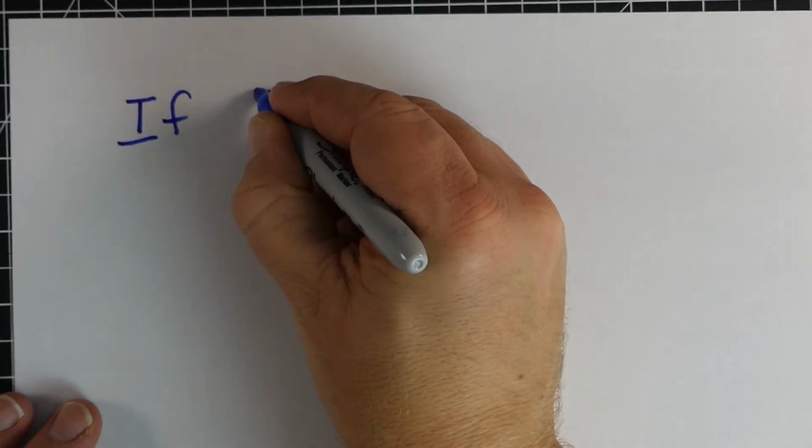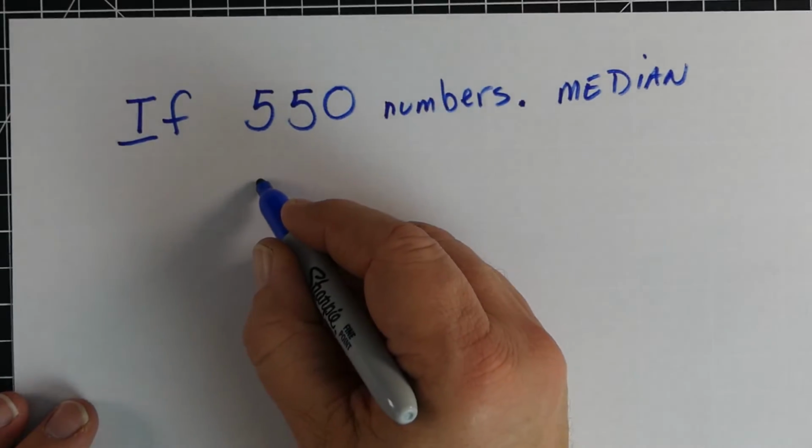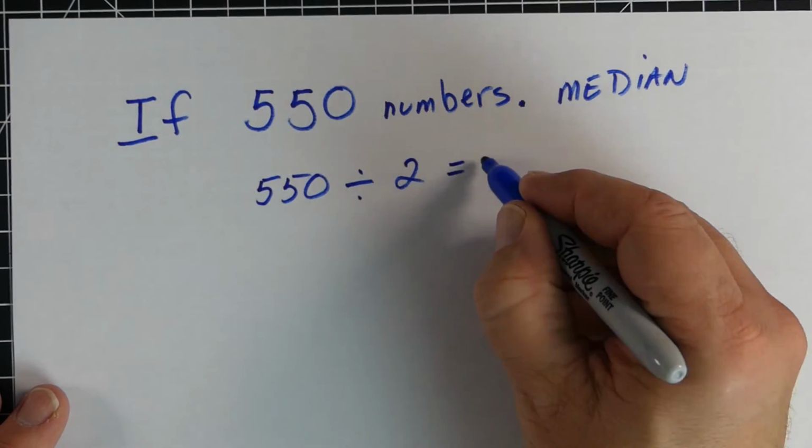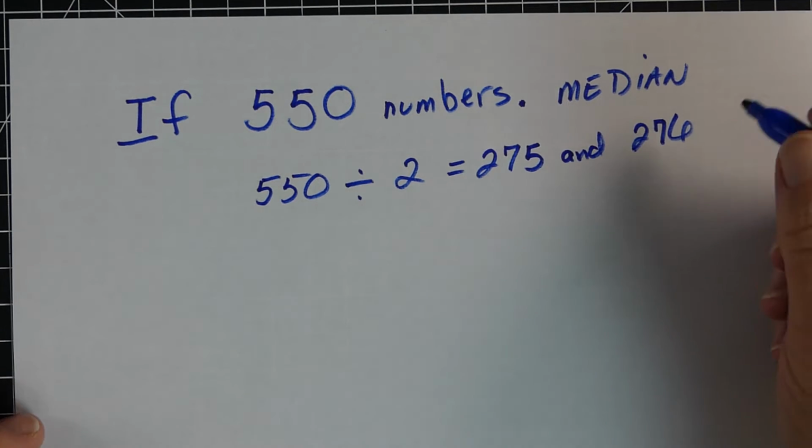So if you get a situation where you have a large amount of numbers, like say 550, we're going to do the same thing. Just divide by 2, which is 275. And so the 275th and 276th numbers are your 2 middle numbers.